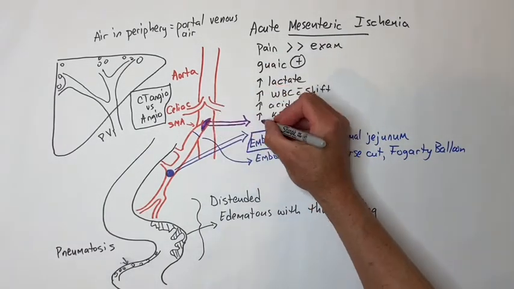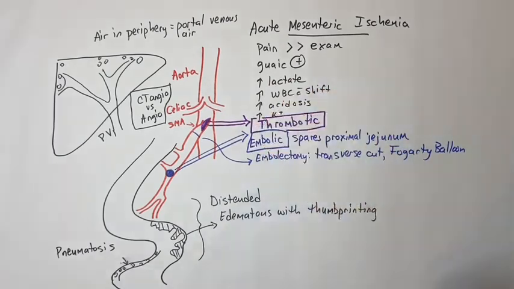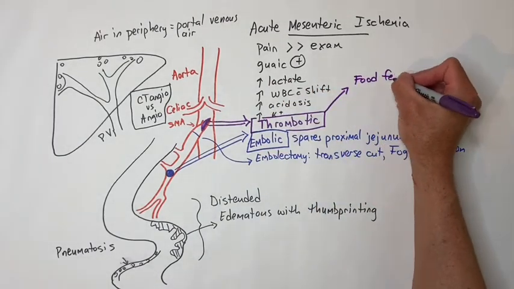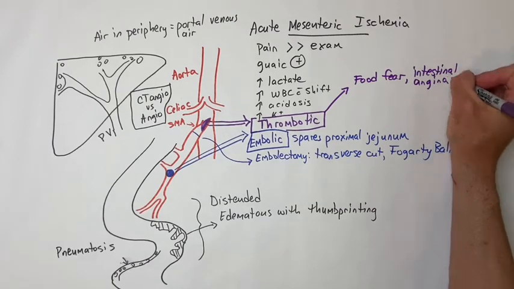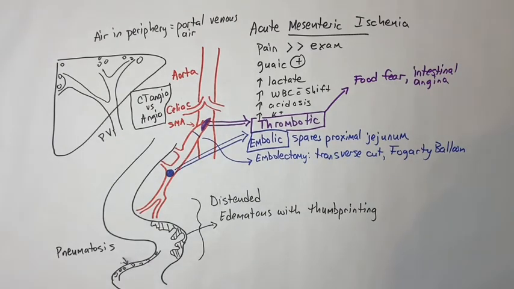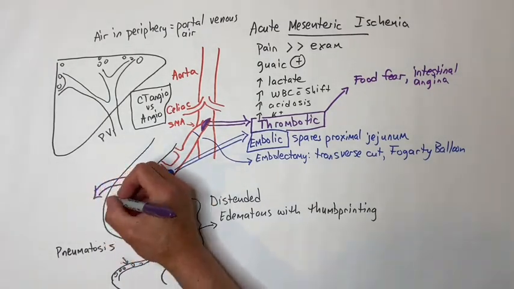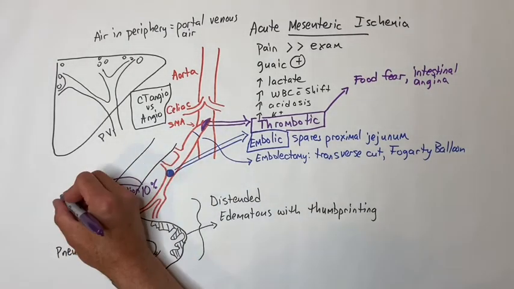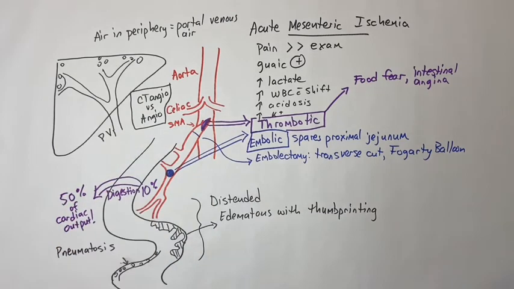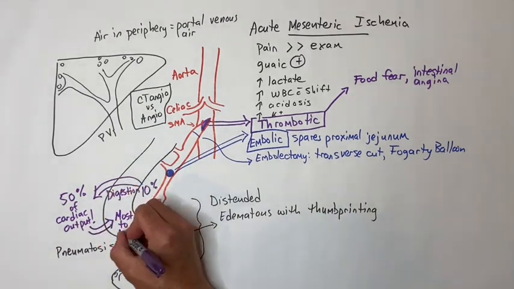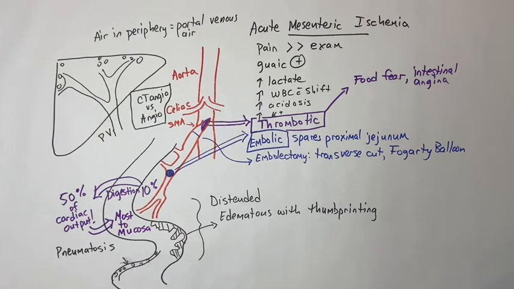Thrombotic SMA disease is from gradual narrowing of the root of the SMA. Classic symptoms include food fear and intestinal angina after eating, since the increased demand for blood flow causes relative intestinal ischemia, leading to weight loss. Normally, the small bowel gets about 10% of the cardiac output at rest, but this can increase up to 50% of the cardiac output during digestion, and 75% of the blood flow goes to the mucosa and submucosa, which is why these show ischemia first.